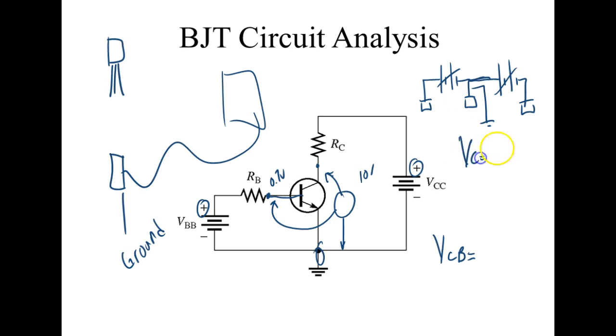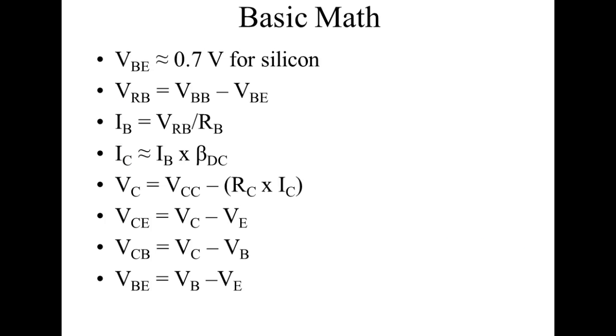VC equals 10, VB, because we don't have anything else in there, equals 0.7, and these are volts. What would be voltage collector to base? 9.3. Y'all understand that? And that's what this next slide shows. So if I measure these relative to common, then VC would be VC, we got several ways. This is one way we could do it. This is one we're going to use.